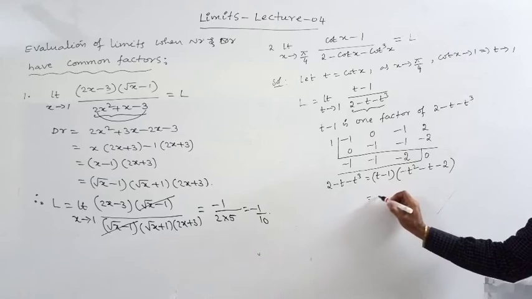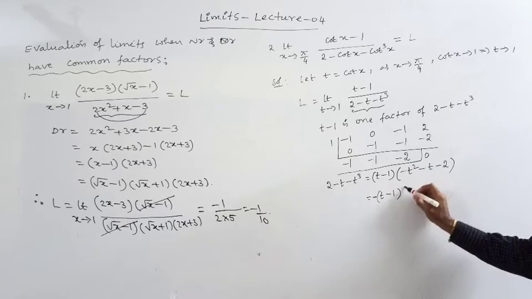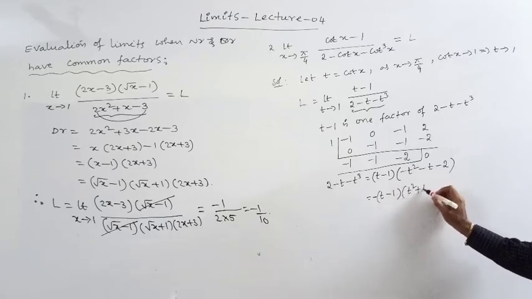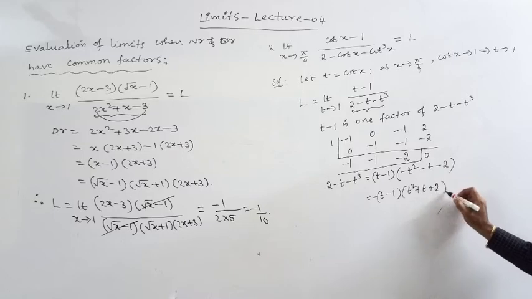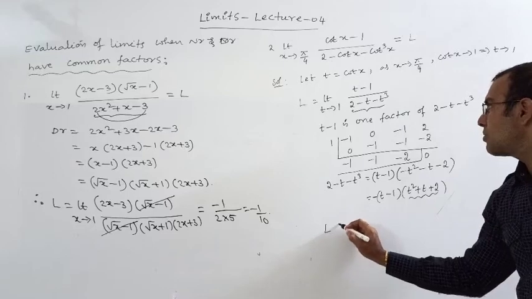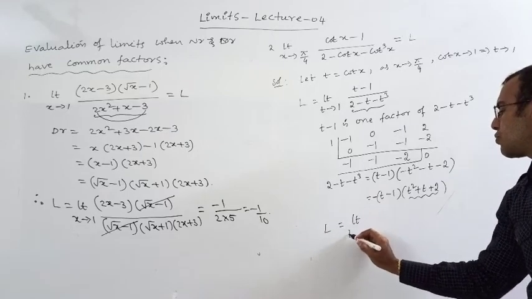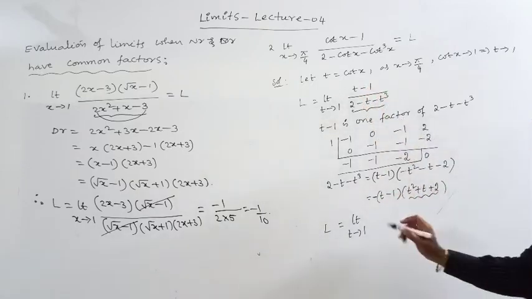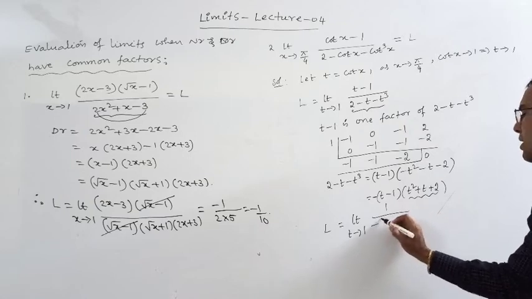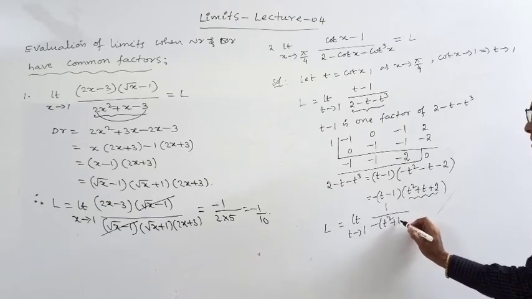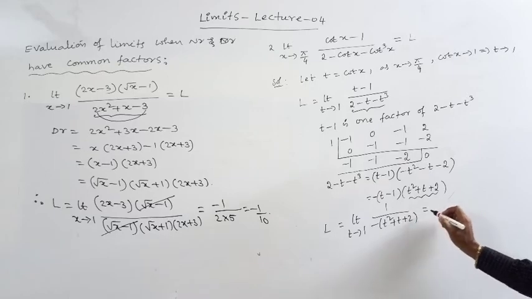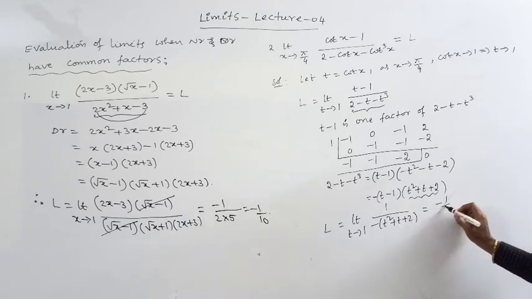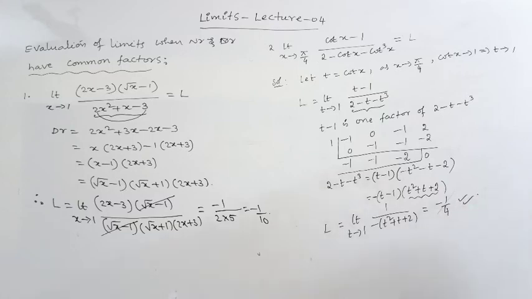Alright, so what I can do, I will write minus, this is t square plus p plus 2. Anyway, it has no factors. So therefore, L equal to limit t tends to 1. Anyway, t minus 1 will be cancelled. So you will get 1 by minus of t square plus p plus 2. That's equal to minus 1 by 4. That's it, over.